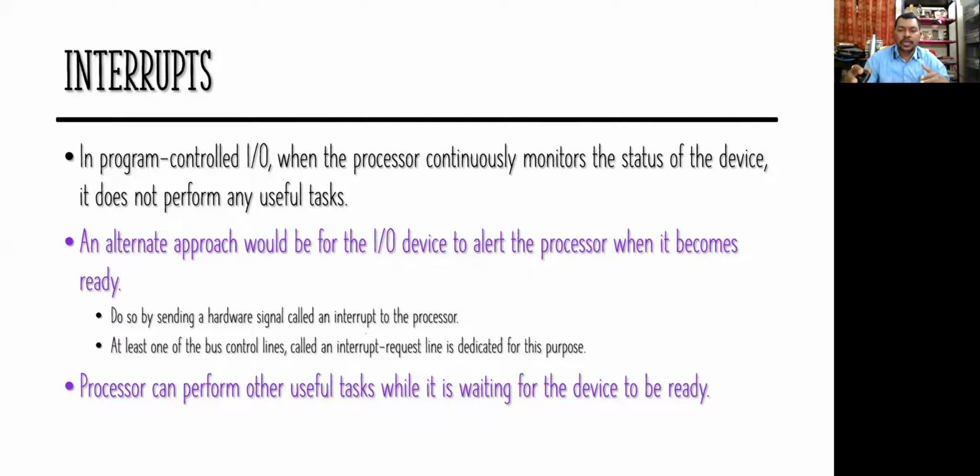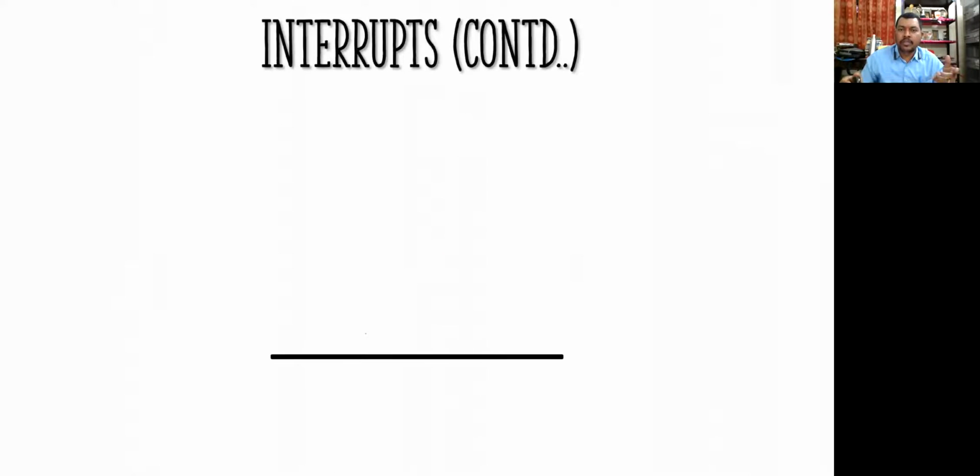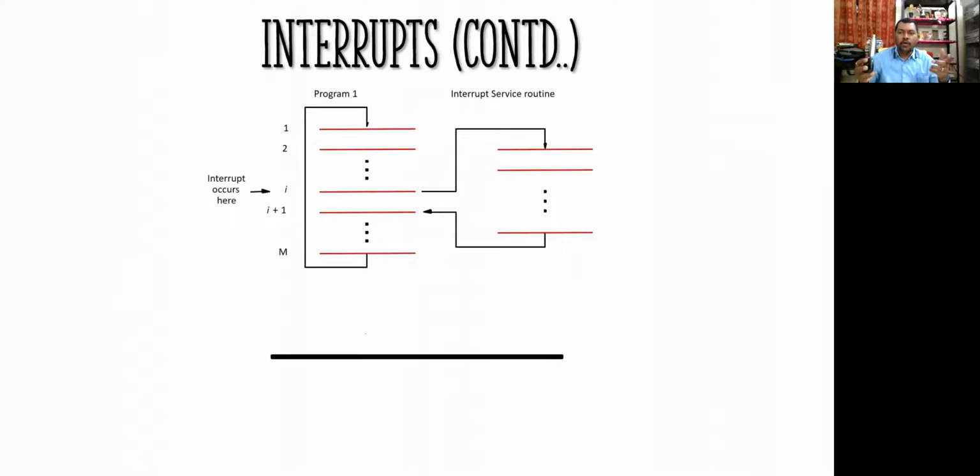And the processor can perform other useful tasks while it is waiting for the device to be ready. तो अब जब तक वो इनपुट आउटपुट डिवाइस पूरी तरीके से तैयार नहीं हो जाता, तब तक प्रोसेसर के पास टाइम है कि वो दूसरे काम कर पाए. So it will complete its work which is in its hand. So that is the main use of interrupts, right?